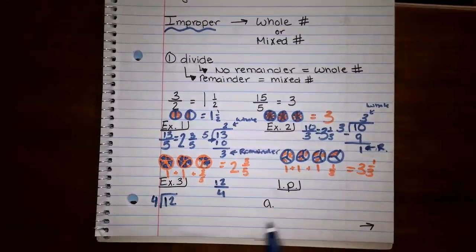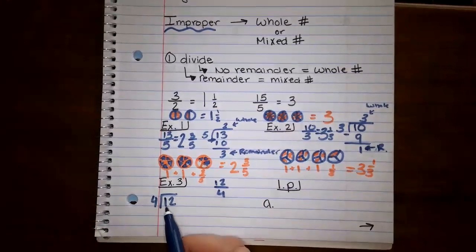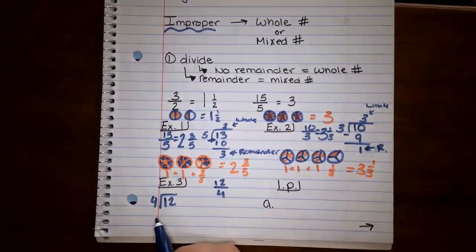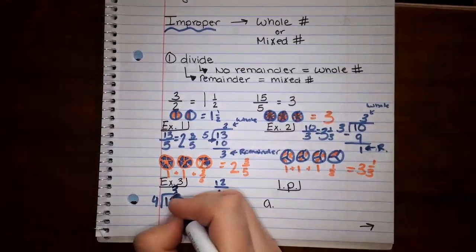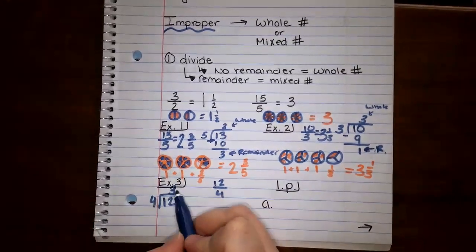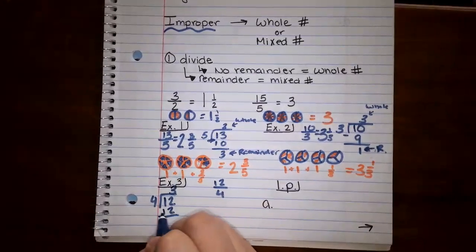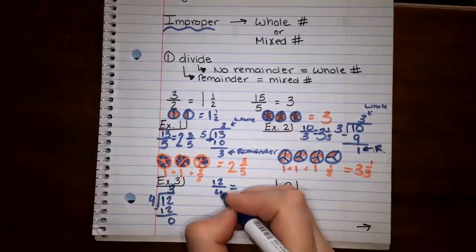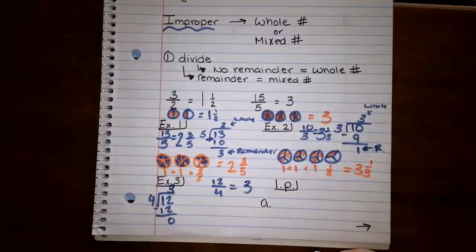If you know your multiplication facts, you know that 4 times something gets you to 12 flat, even one whole number. 4 times 3 is 12. Subtract, you should get 0. So that means that 12/4 is equal to 3 wholes.